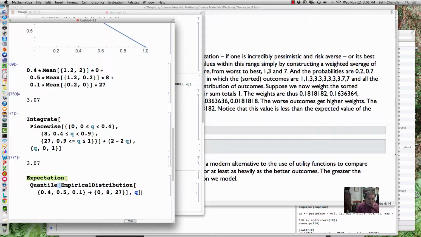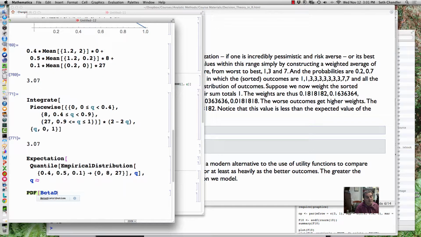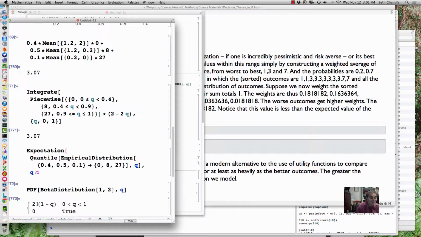So we'll take the expectation of the quantile of this empirical distribution with respect to Q, and we'll let Q be distributed according to, let's see, how could we represent 2 minus 2Q? Why, I know. Let's look at what the probability density function is of a beta distribution whose first parameter is 1 and whose second parameter is 2. And you can see why, my goodness, it's exactly what I wanted. Who would have thought? It's 2 minus 2Q, or 2 times 1 minus Q. So instead of writing this the simple way as 2 minus 2Q, I'm of course going to write this as a distribution.